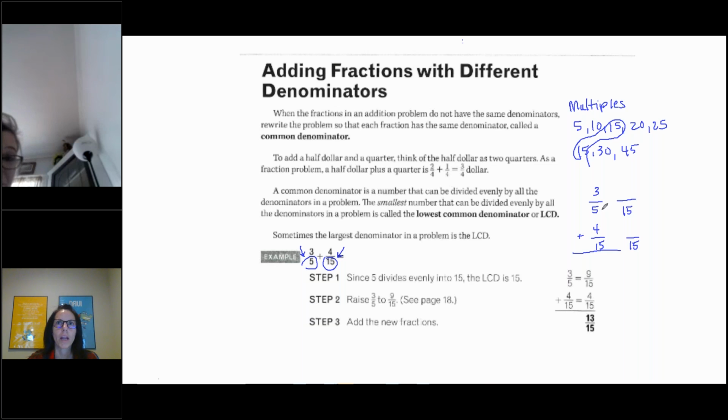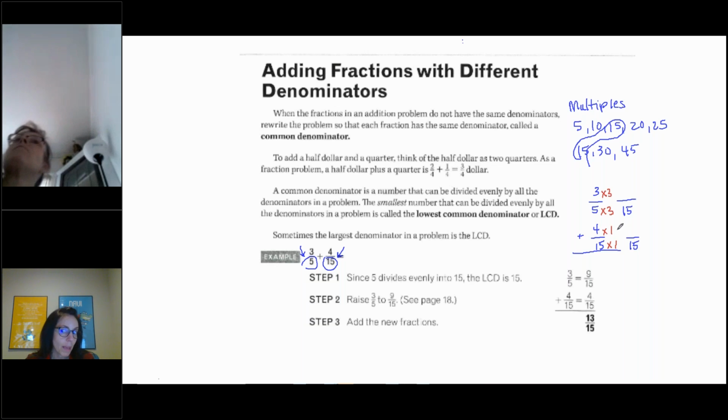So I need to figure out what I can multiply that 5 by to get 15? 3. Yep, it's going to be 3. Perfect. And whatever you do to the bottom, you have to do to the top. So if I multiply the bottom by 3, I'm going to multiply the top by 3. And for the second fraction, I really don't have to do anything. You could say you're multiplying by 1, or you can just copy it.